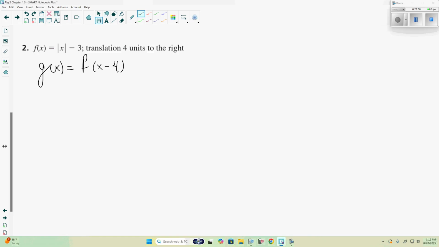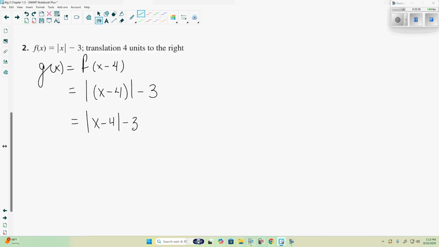Now at this point here, just like before, we have to replace every x in f of x with x minus 4, which does give us the absolute value of x minus 4 minus 3. Yes? Again, we don't need the parentheses inside the absolute value, so we drop them, giving us the absolute value of x minus 4 minus 3.